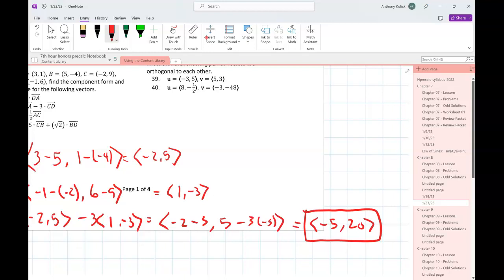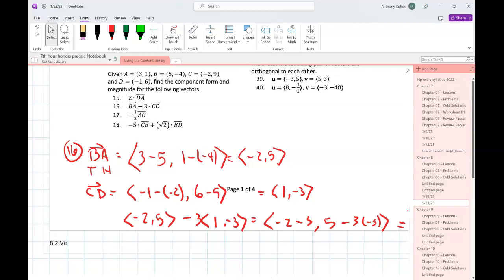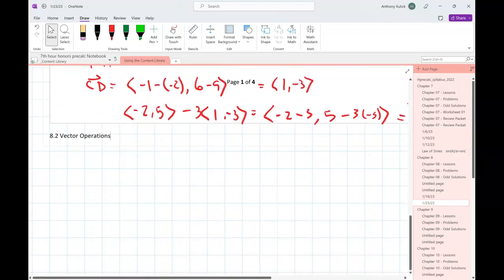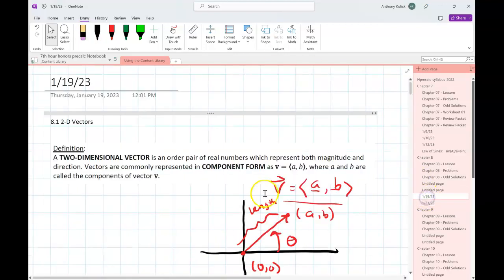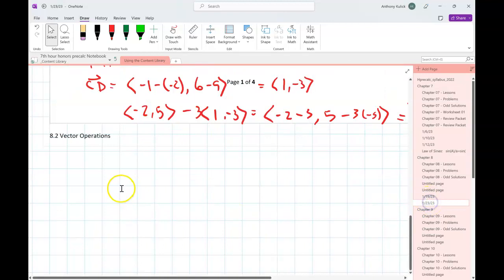Anybody else? Okie dokie. Today then, we're going to pick up where we had left off in section 8.2, talking about vector operations. I think the next thing that we had to talk about was the dot product, right? Is that where we left off? Yeah, dot product is what we teased coming next.